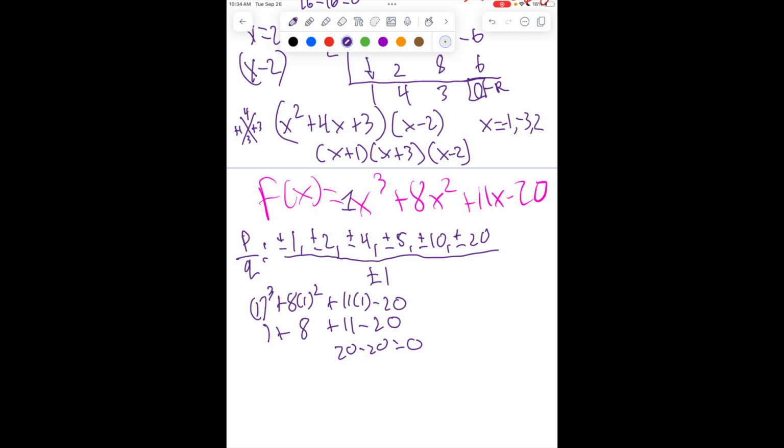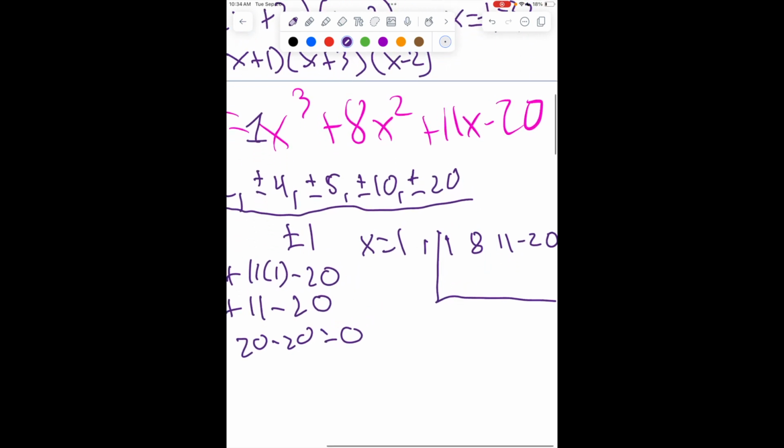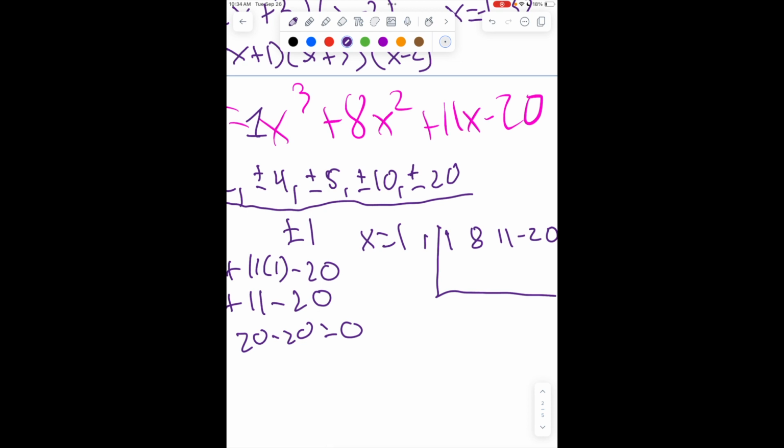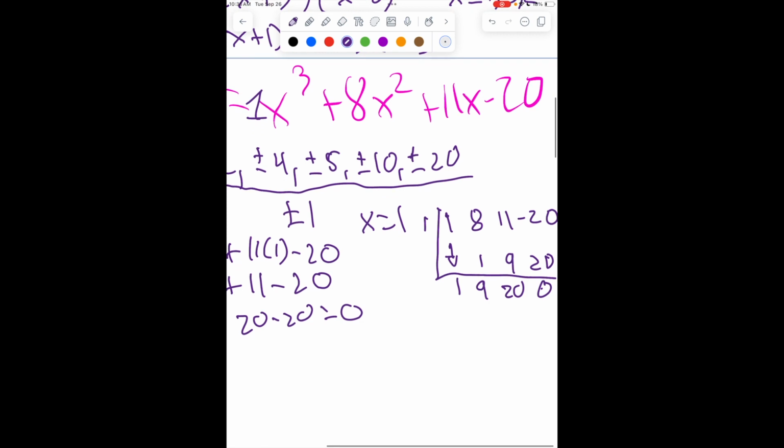So again, that's what I'm going to use when I do synthetic division, I'm going to use a 1 here. Take my coefficients, 1, 8, 11, negative 20. All right, as I'm working through this problem, I bring down the 1. 1 times 1 is 1. This is 9. 9 is 20. And negative 20 plus 20 is 0. So that's awesome. Now I'm close to being done. I've got to rewrite it.